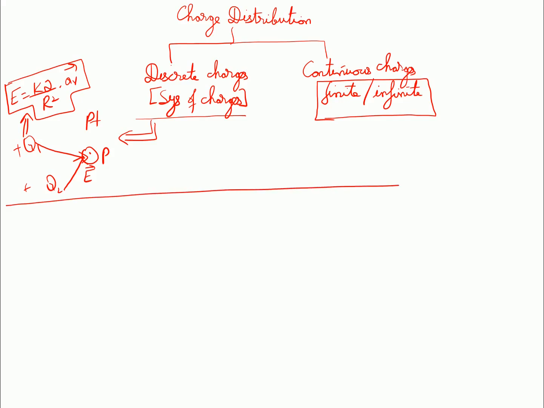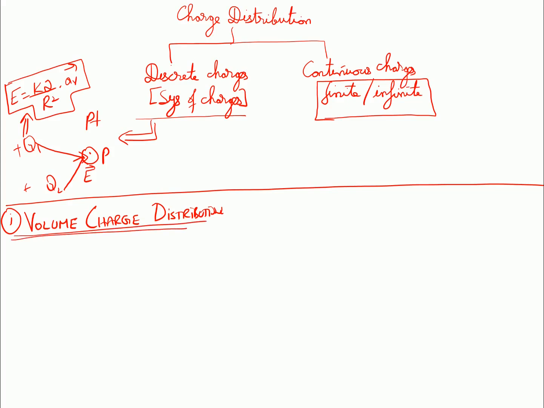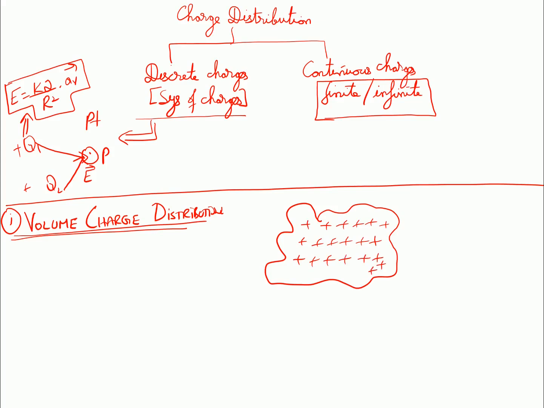So let us start with the first charge distribution, and that is volume charge distribution. Let us consider an arbitrary shape, some amoeba-like structure, and we have a tremendous amount of charges inside this arbitrary shape, with which we are going to find its characteristics in the form of volume charge density. So assume we have an abundance of these charges in a tremendous amount lying inside this arbitrary shape.